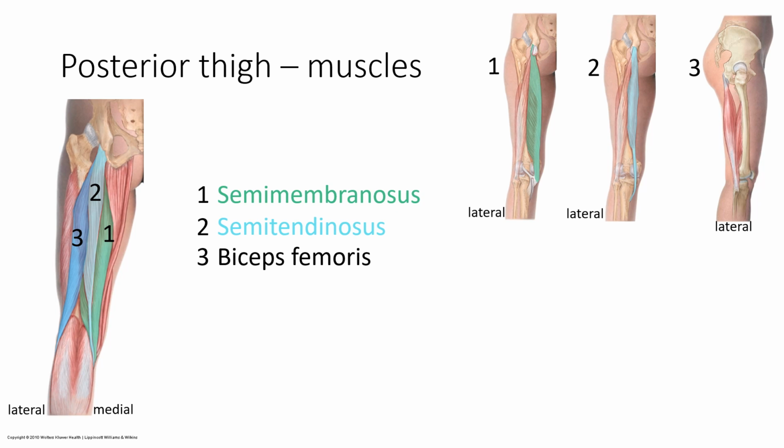So if we look at the picture on the right, we're looking laterally at this isolated muscle. And what we can see if we're looking from a posterior view is the long head of the biceps femoris. And if we look laterally, we can see a little bit of that short head of the biceps femoris.